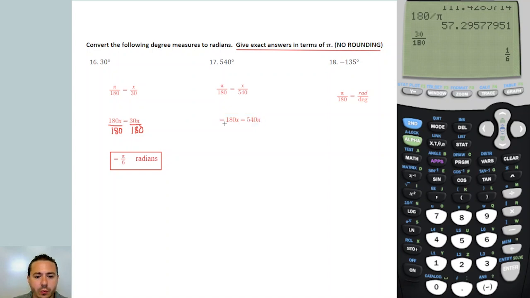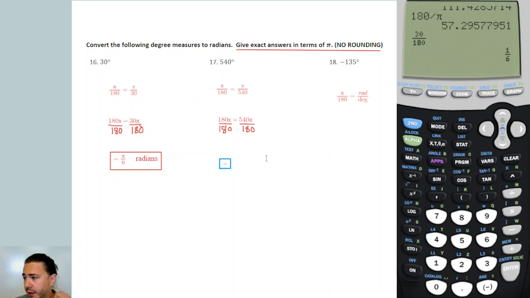Just like the last one, oh, wait a minute. I got an extra equal sign in there. Let's get rid of that. Now, just like the last one, we are going to divide both sides by 180 so that we can isolate that x. And so here we go.